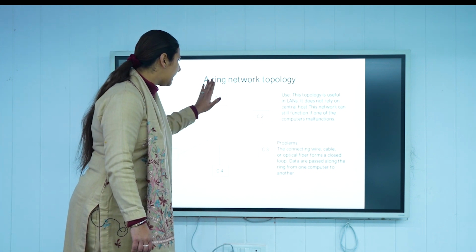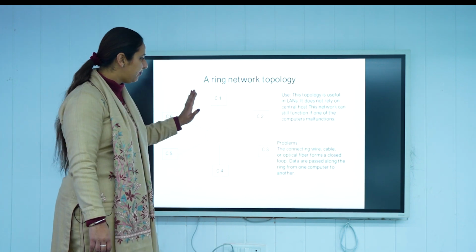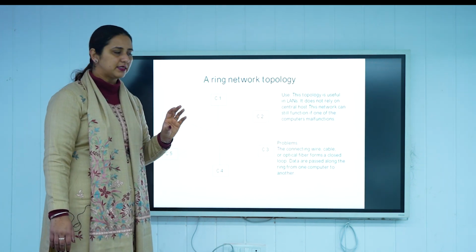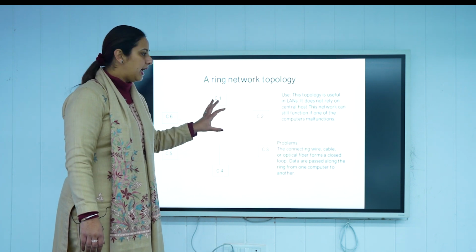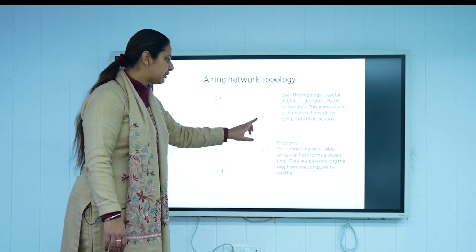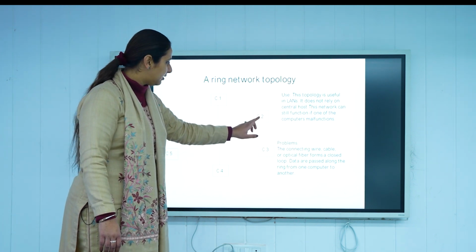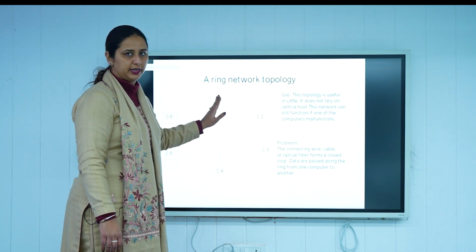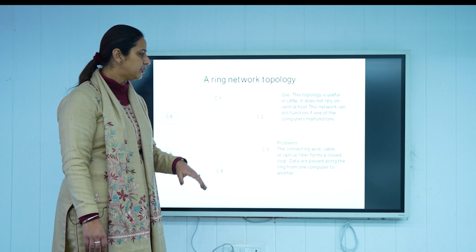So this network can still function even if one of the nodes has stopped working. Because there is no central hub, if one connection fails, the concerned station can send the information through the other connection. So that is an advantage.